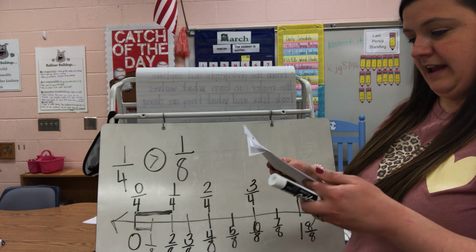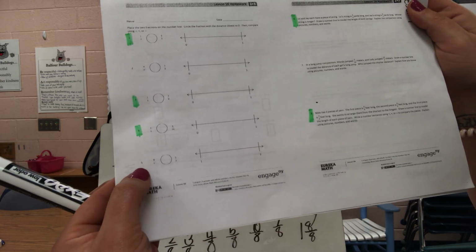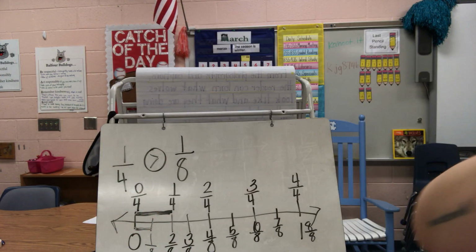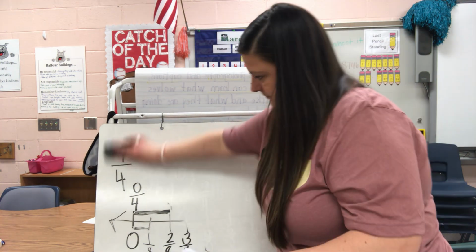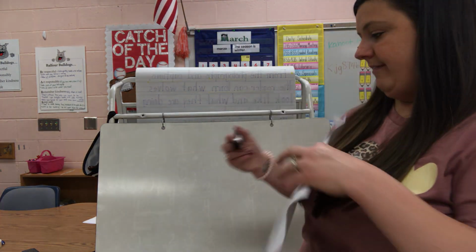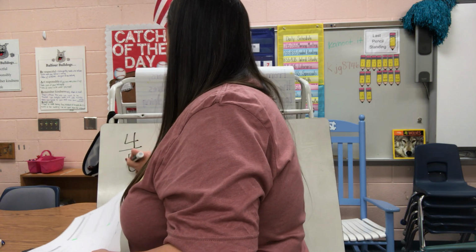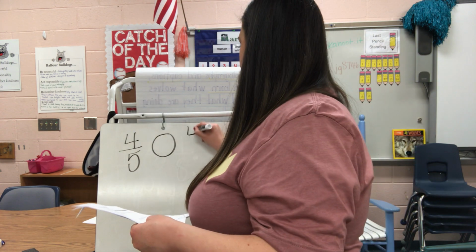All right. So now we're going to do number 4 together as well. And then I'll let you do number 5 on your own. So let's look at number 4 together. So number 4, we have 4/5 compared to 4/10.